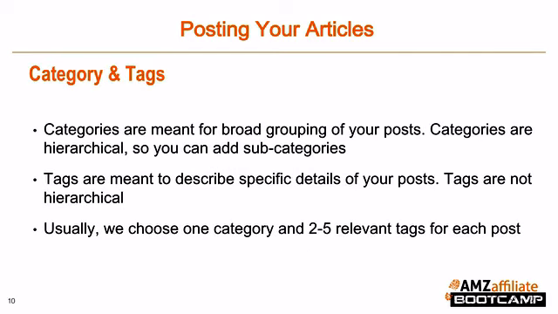Next up, we have categories and tags. Categories are meant for broad groupings of your posts. Think of these as the general topics, or the table of contents sort of, for your overall site. Categories are there to help identify what your blog is really about. It's really to assist readers to find the right type of content on your site that they're most interested in. It's also important to note that categories are in a hierarchy, so you can also use subcategories.